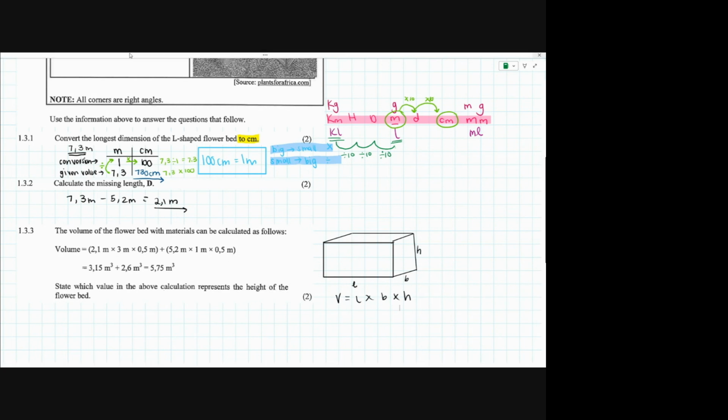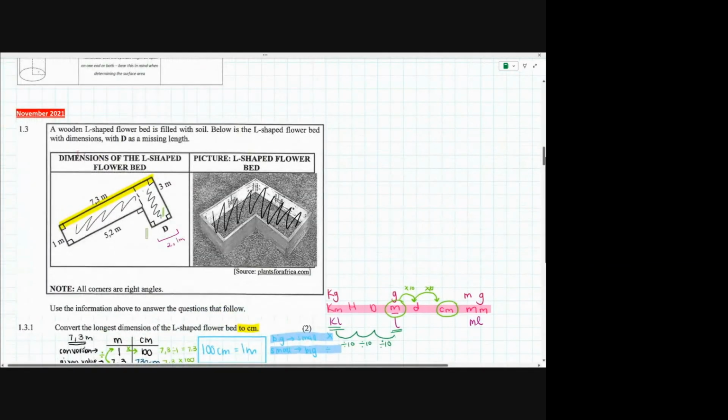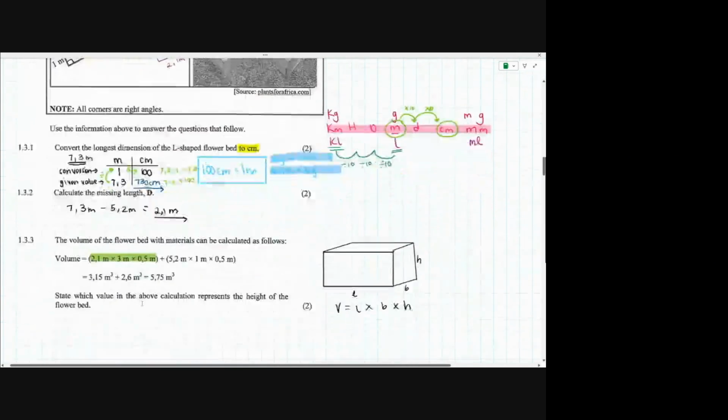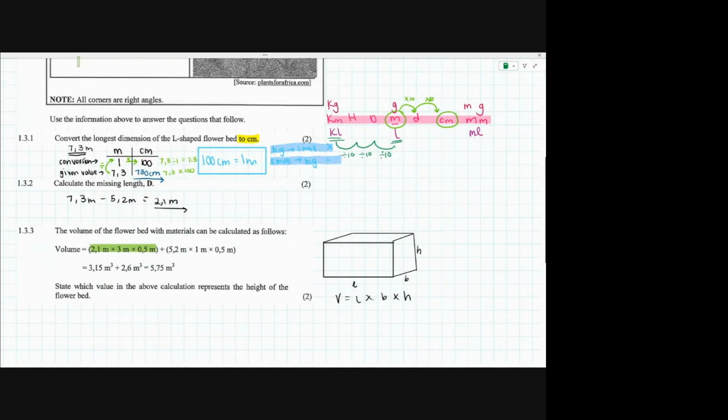So if, for example, we take this first bracket that was given to us, which was the 2,1 times 3 times 0,5. The 2,1 comes from that D length we just found. The 3 from the length and the breadth, so that's where we get that, which means that this 0,5 at the end here must be the height of my L-shaped planter box.